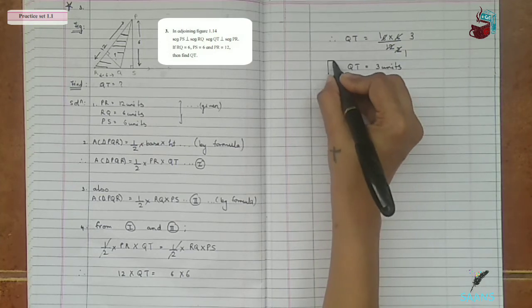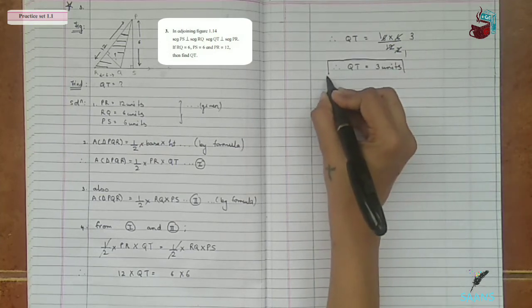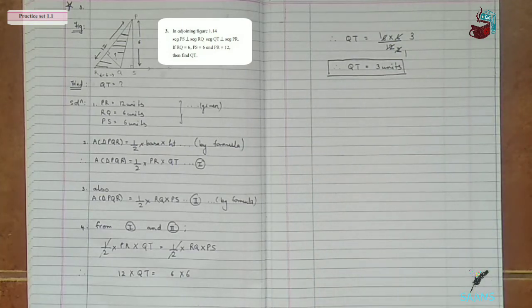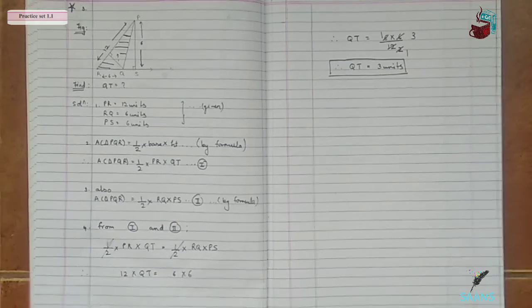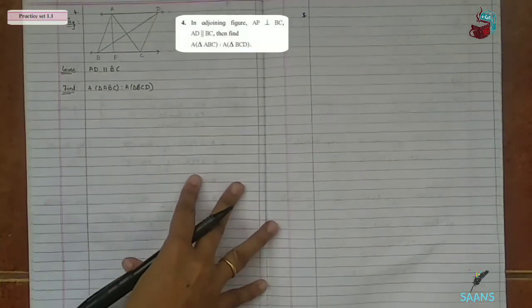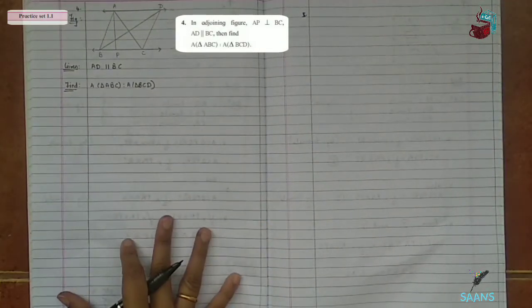So we are done with our third sum. Okay, so this is your third sum. It is an important sum. Okay, try to do it well. This is your fourth sum. Okay, now this is the last part.